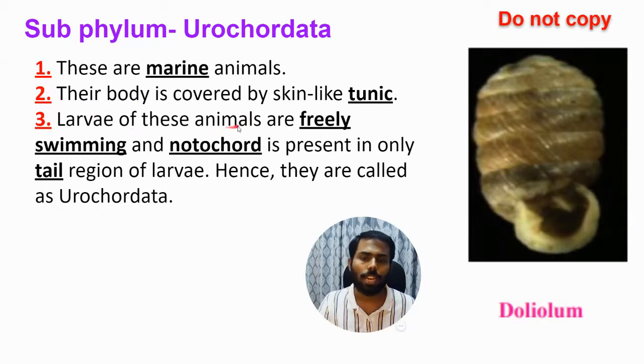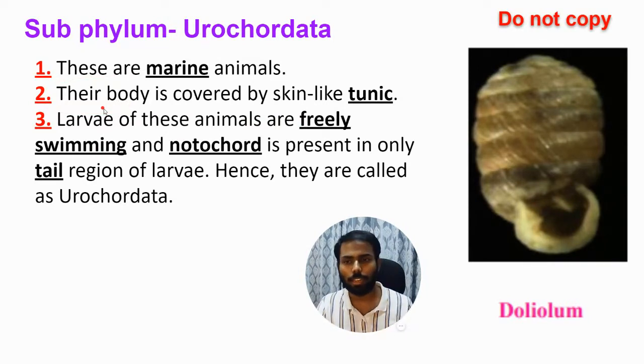So larva of these animals are freely swimming. The larva of the animals of Urochordata, just small babies, will be freely swimming in the water and notochord is present only in the tail region of the larva. Okay, so only in the tail region of the larva will notochord be present. What is the meaning of uro? Uro means tail in the Greek language. So only in the tail region is notochord present, hence it is called Urochordata. That is where the name came from. Okay, Urochordata, because the notochord is only present in the tail.